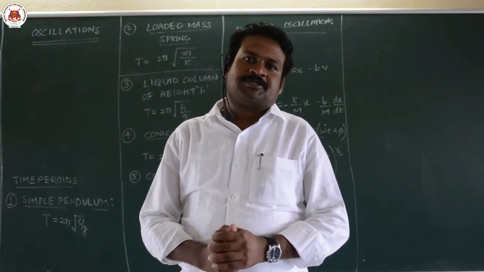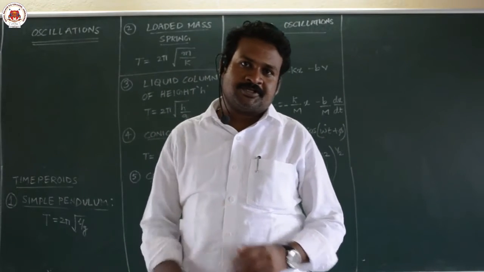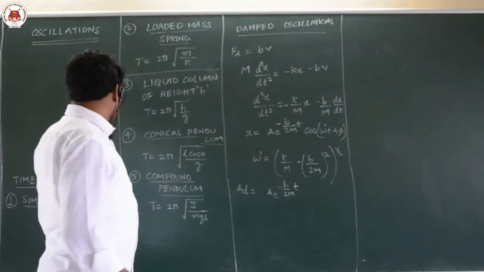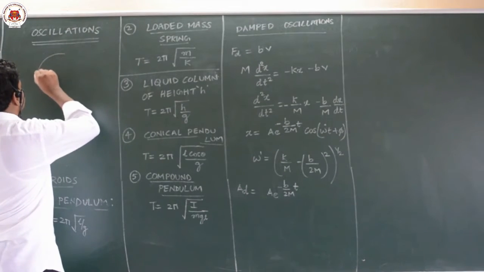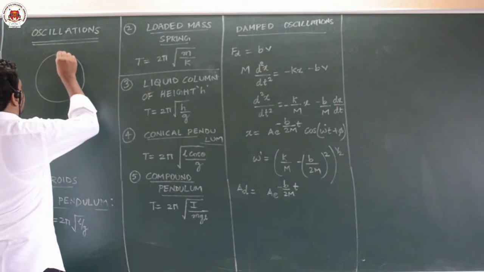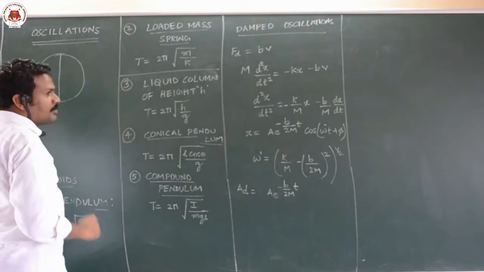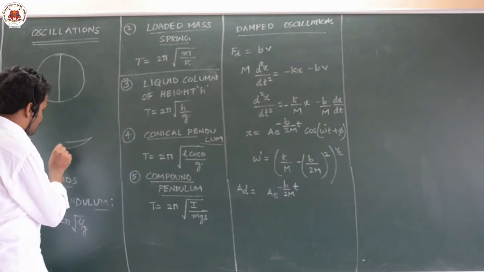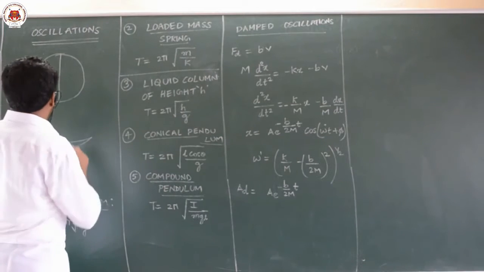Today I am going to discuss oscillations. In this video I will give a lecture on oscillations. See, what is an oscillation? If a body moves to and fro about a fixed point, we call it one oscillation. That means it moves forward, goes backward like this, and again comes back. This kind of motion is called oscillation.